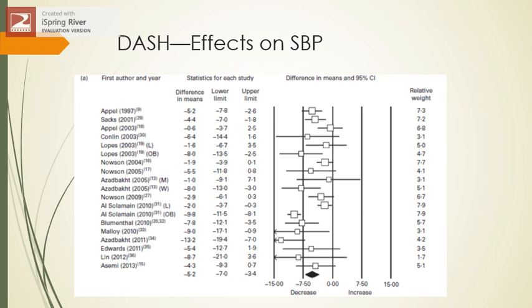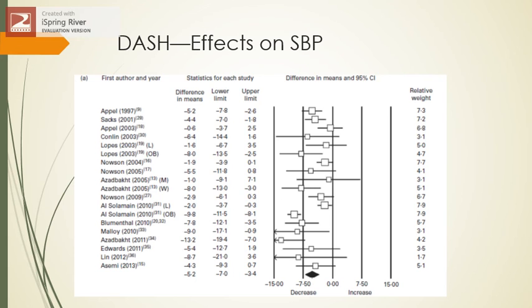So here's what you see. Here, this line in the middle is the 0 line. So any box to the left of this line means that particular study showed a decrease in systolic blood pressure with the DASH diet. Any box to the right of that line meant that the DASH diet was associated with an increase. And you can see that all of the boxes are to the left of the line, some further to the left than others.